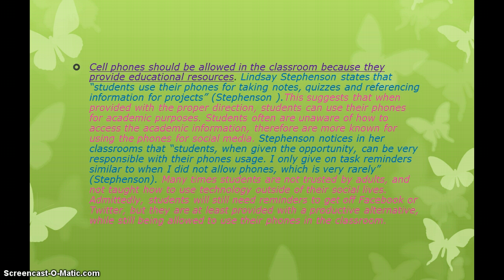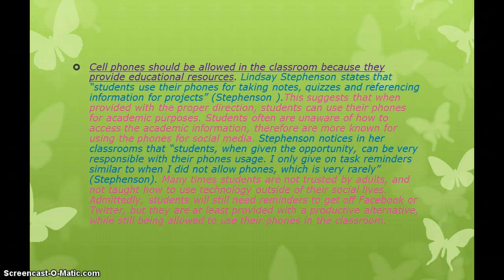So this is what my body paragraph might look like in my essay. Cell phones should be allowed in the classroom because they provide educational resources. Lindsay Stevenson states that students use their phones for taking notes, quizzes, and referencing information for projects. Then I have the end of my quotation, Stevenson in parentheses, because that's the author's last name, and a period. You can't quote yourself, but I can quote myself because I'm the teacher, but you should be quoting your articles. Then my pink stuff there is all commentary. This suggests that when provided with proper directions, students can use their phones for academic purposes. Students often are unaware of how to access the academic information, therefore are more known for using phones for social media.